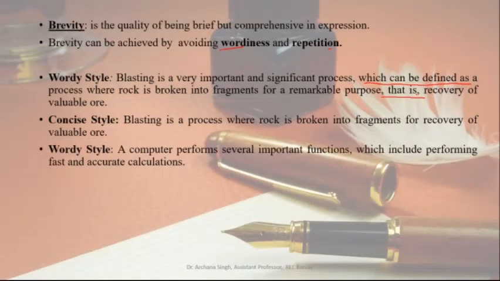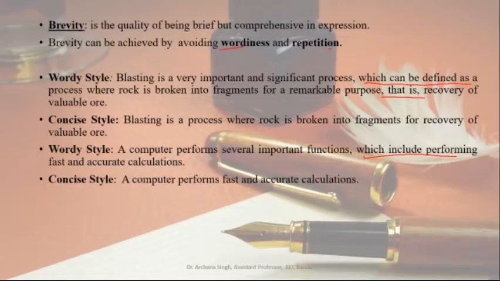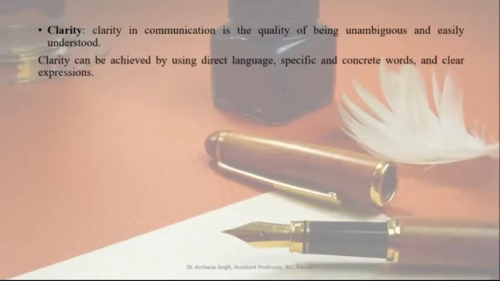One more example: a computer performs several important functions which include performing fast and accurate calculations. Again, this phrase can be removed from this sentence to attain a concise style. Let's see: a computer performs fast and accurate calculations. So this is a very crisp and concise sentence to give this full information. The next is clarity.